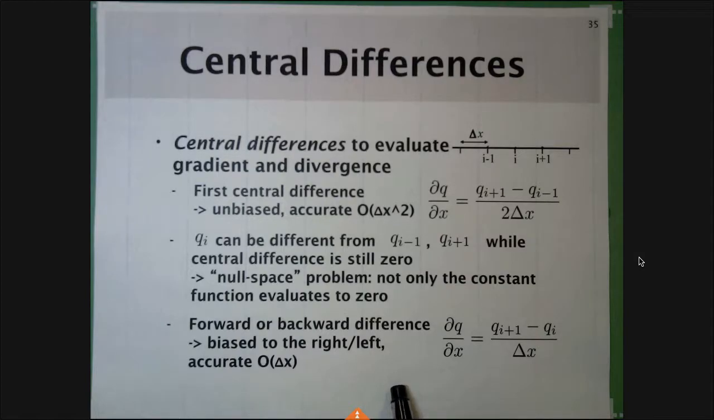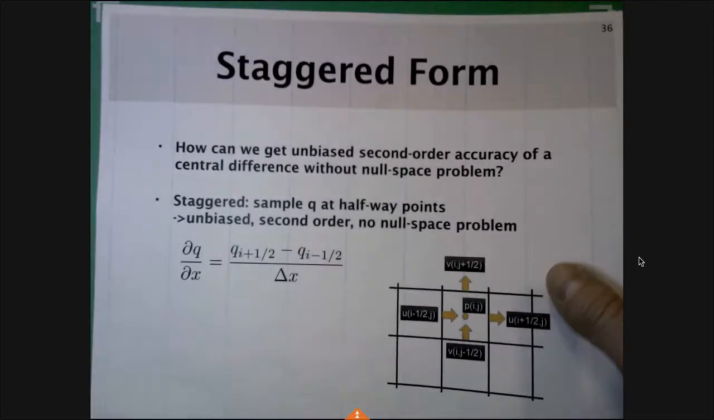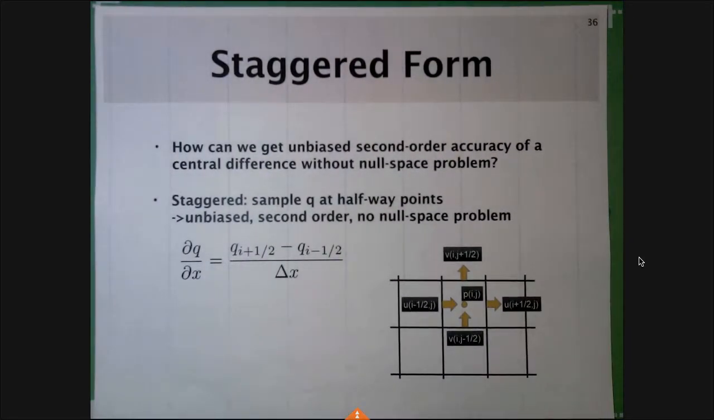There are some ways to get around it. You can use forward or backward differences, but then you have the problem of being biased either to the left or to the right, right? And that's why we had this upwinding scheme, which decides which way you should be biasing. So in some cases, that's the right thing to do. But in fluids, I think the right thing to do is to use the staggered grid. So that's what the MAC grid really is.